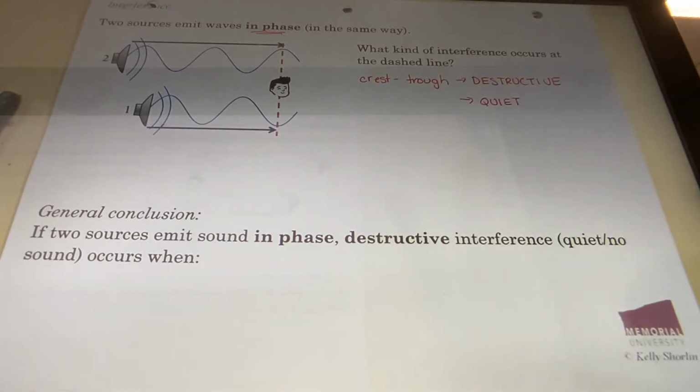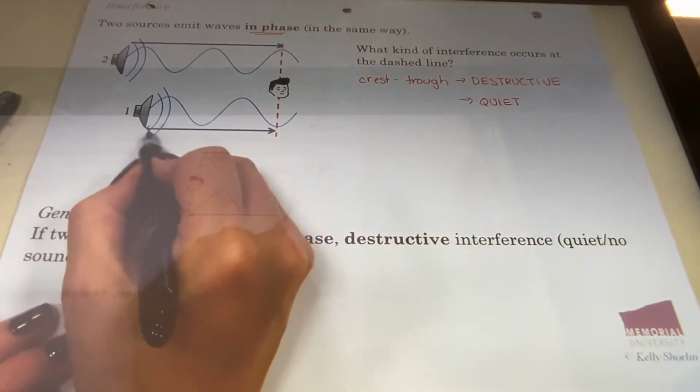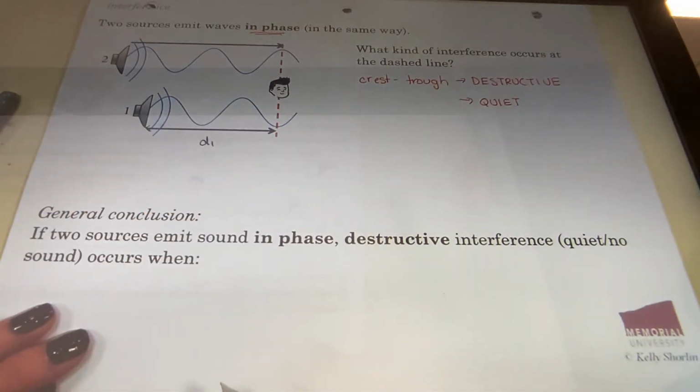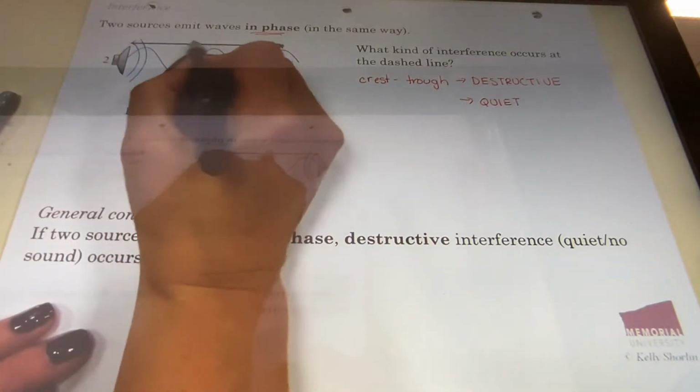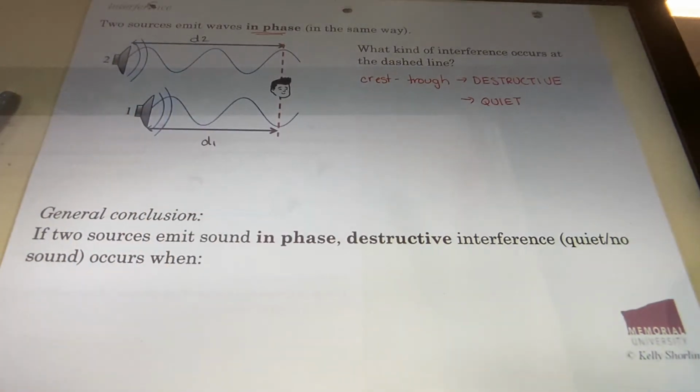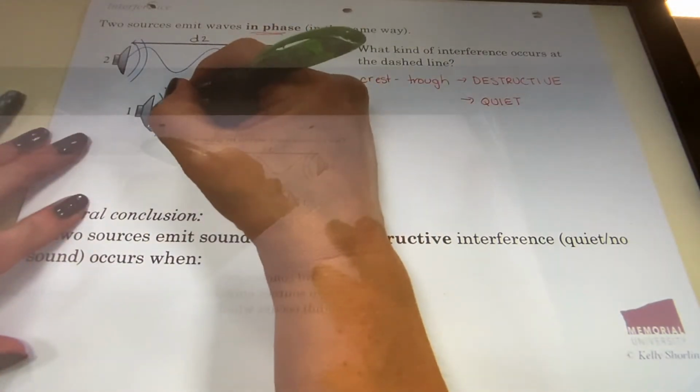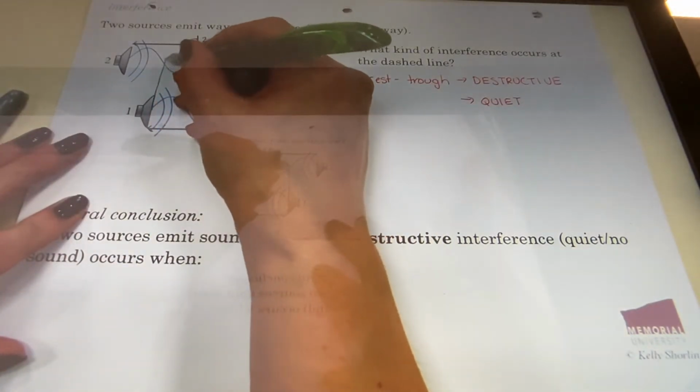So let's apply our method here. D1 is from my speaker 1 to the person. So there's D1. D2 is my person to speaker 2. Delta D is what's left over when you subtract them. So let's show that on the picture.